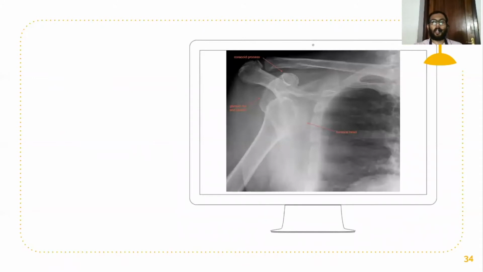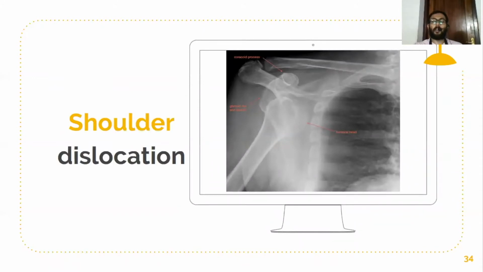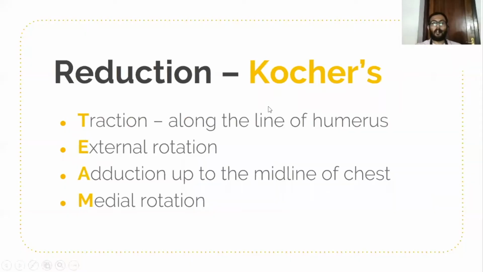This is the X-ray of shoulder AP view. Shoulder AP view is needed to see the X-ray diagnosis of anterior shoulder dislocation. It is displaced like this, and the reduction method is Coker's method. In Coker's method, the reduction method is traction along the line of humerus with ample counter traction. Second one is external rotation. And third one is adduction up to the midline of chest.